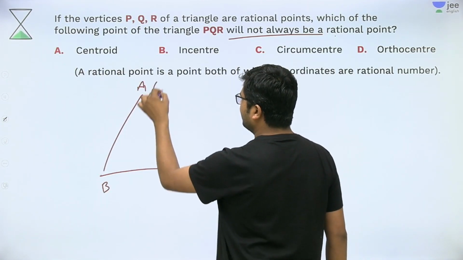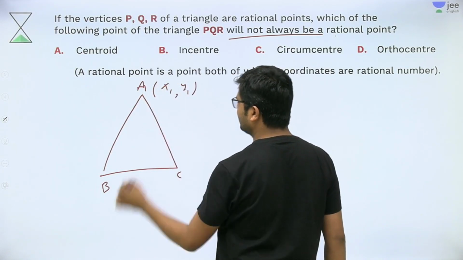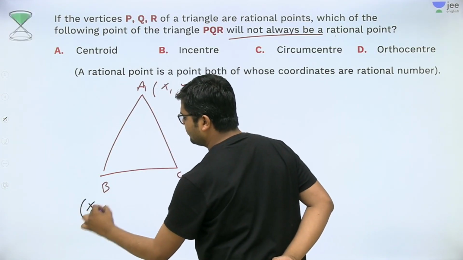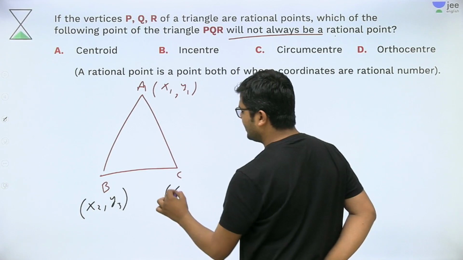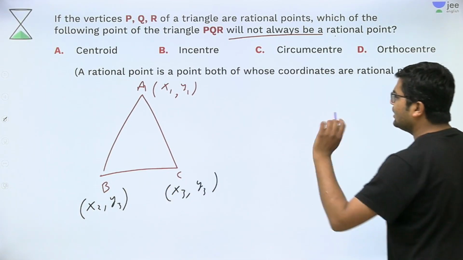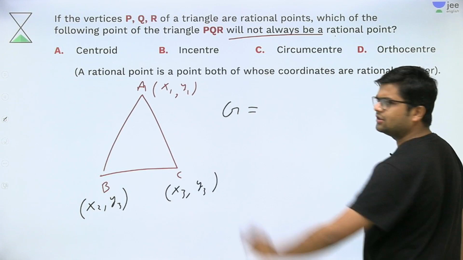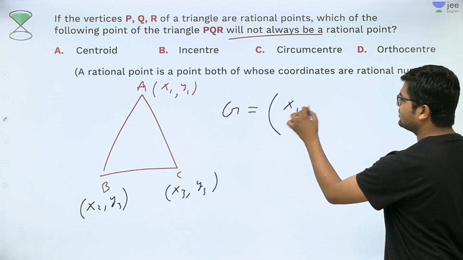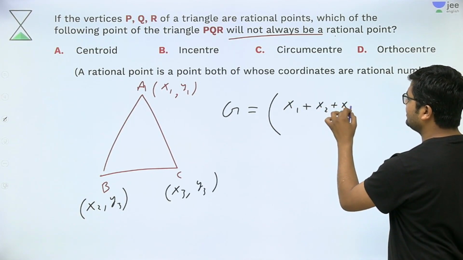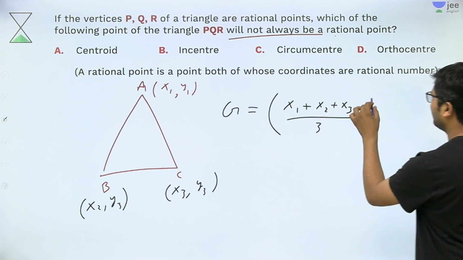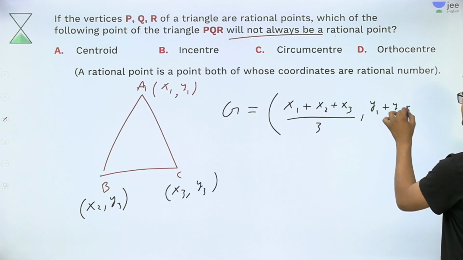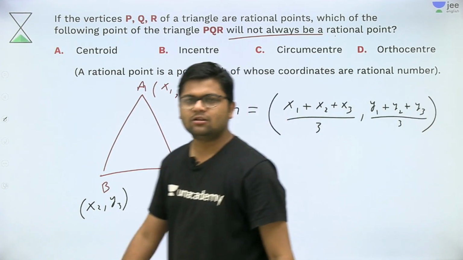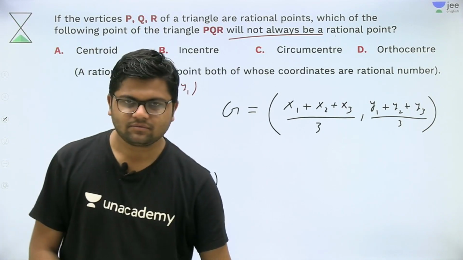Triangle ABC. Let me choose the points (x1, y1), (x2, y2), (x3, y3). Now if I ask you about centroid G, the formula of the centroid is (x1 + x2 + x3)/3 for the x coordinate, and the formula for the y coordinate will be (y1 + y2 + y3)/3.